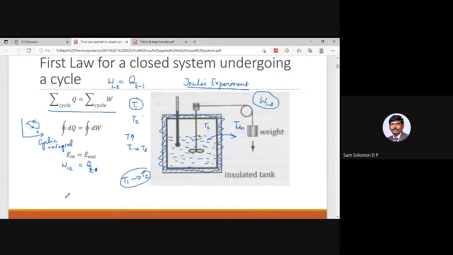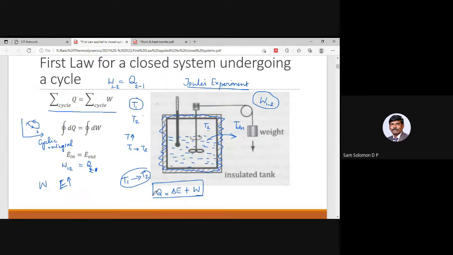In that case, what has happened is I have done some work, and that work has raised the energy content or the energy level of this particular fluid. So to represent that, we use something called Q equal to delta E plus W. And this is what we have for a process.